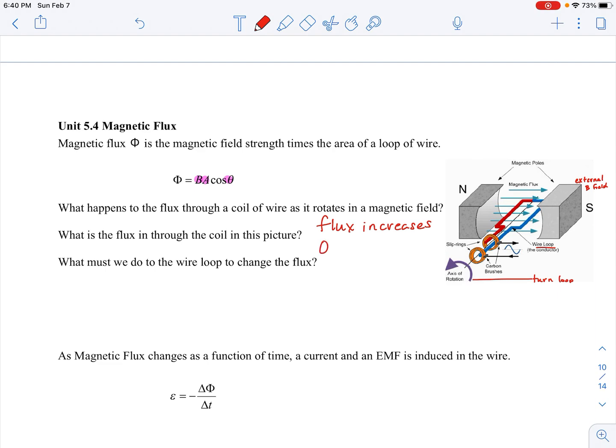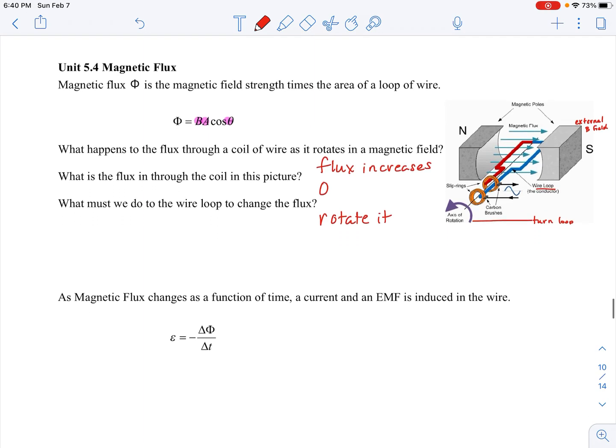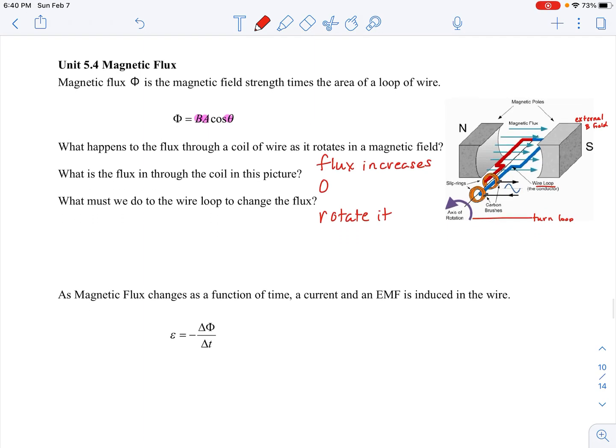The flux through the coil in this picture is 0. And what must we do to the wire loop to change the flux? We must rotate it. Okay, so now what we're going to do is look at what happens when we change that flux as a function of time.